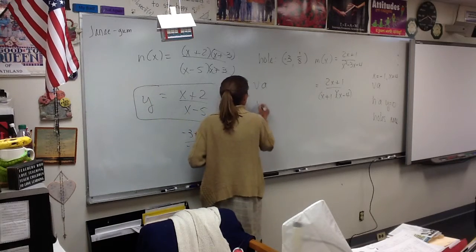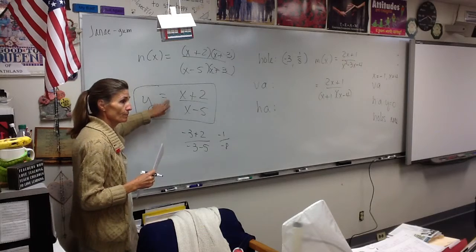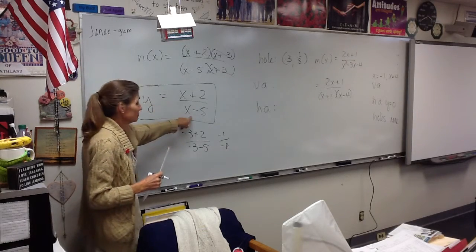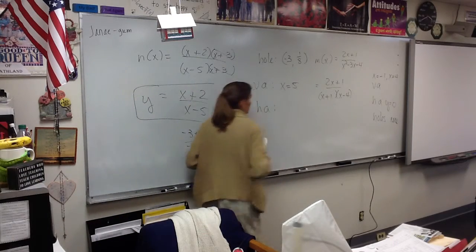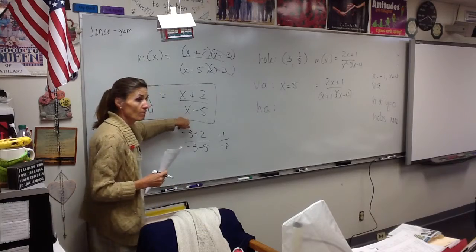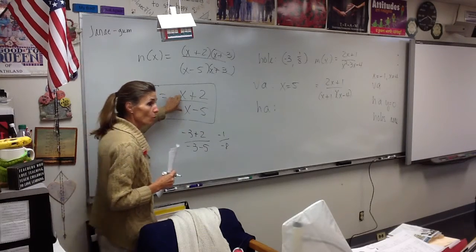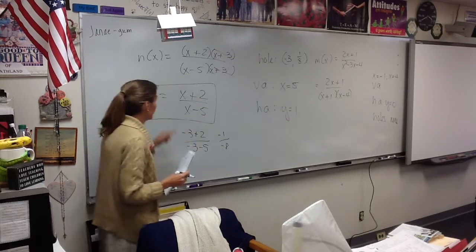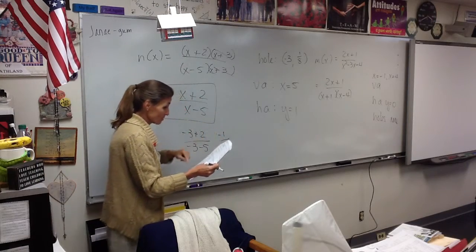Now, vertical and horizontal asymptotes. Look right here. Where's your vertical? X equals 5, from the denominator. Where's your horizontal? Y equals 1. X over X, or x squared over x squared in the original.